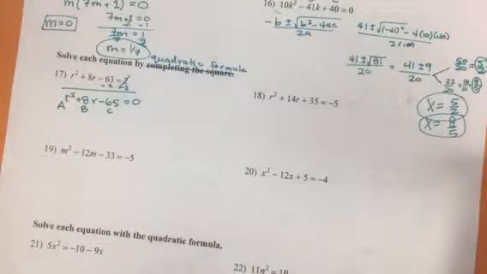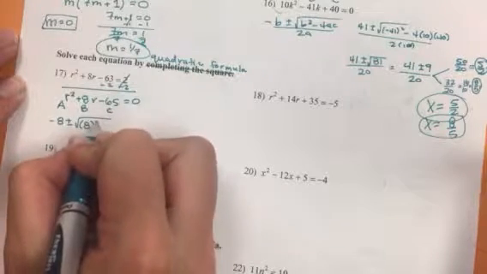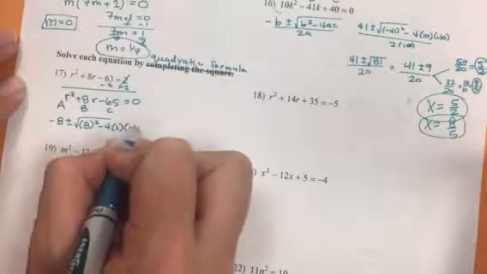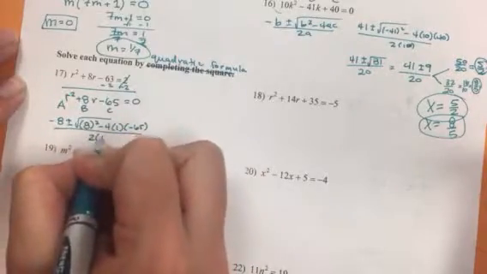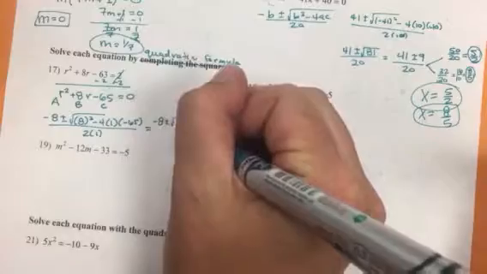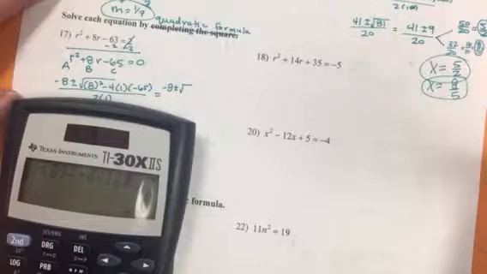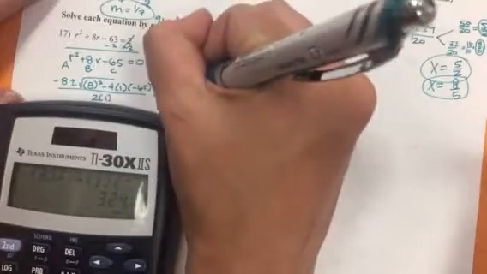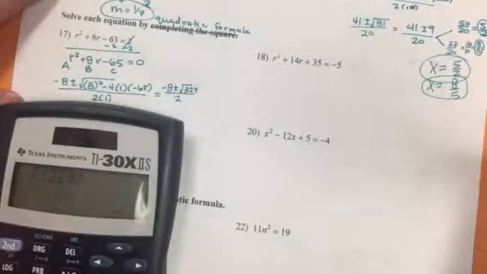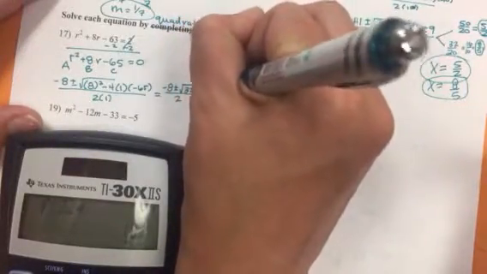Plug it in. You get -b plus or minus the square root b squared minus 4ac all over 2a. Simplify. -8 plus or minus the square root 8 squared minus 4 times 1 times -65 equals 324 over 2. 324 turns into plus or minus 18.